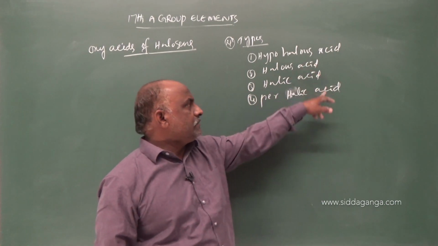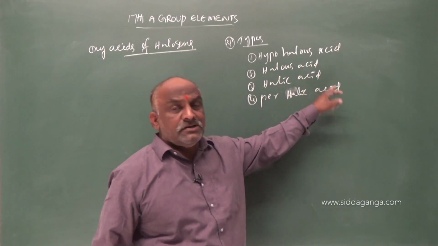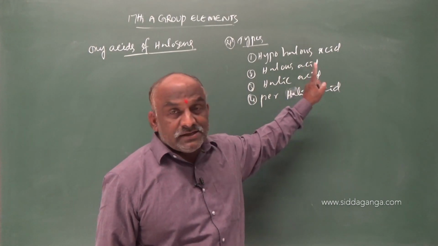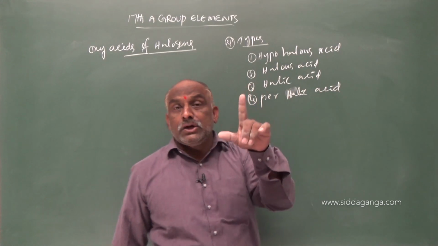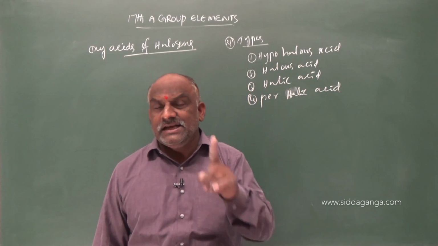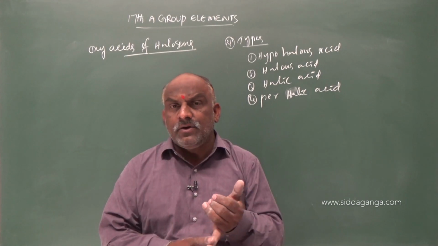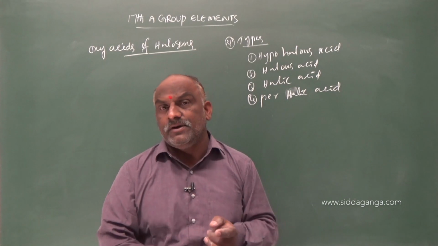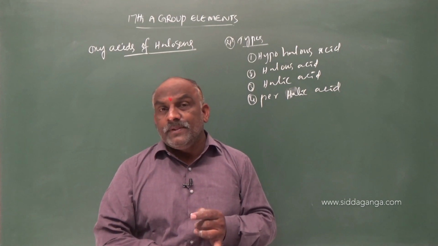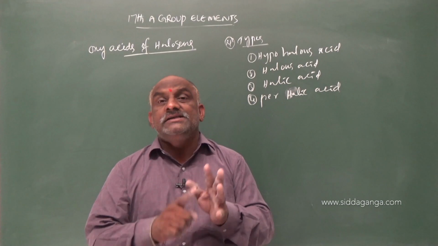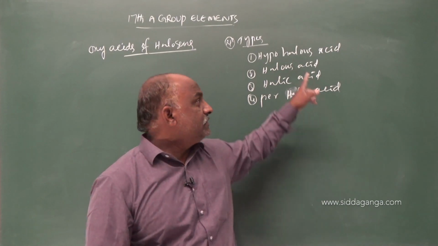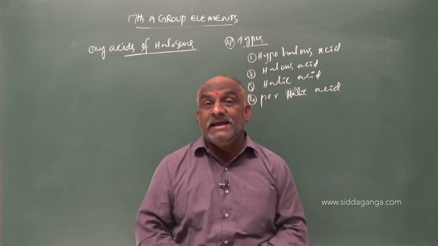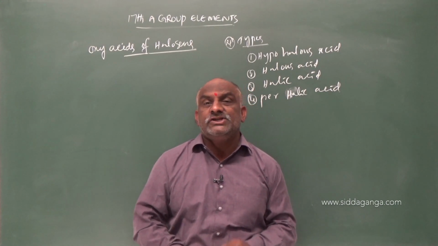Out of these 4 types, perhalic acids are strong. As the central atom electronegativity decreases, acidic strength decreases. Remember this point, very, very important. Out of these 4 categories, perhalic acid is very strong.